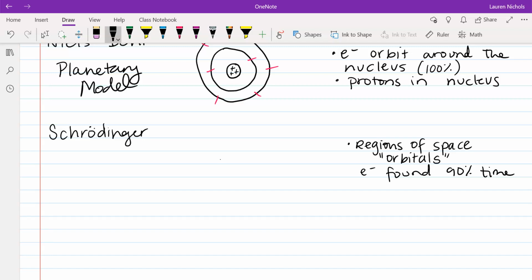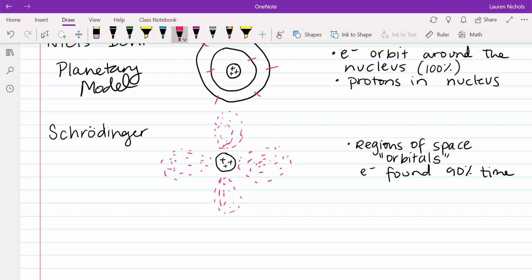And so with Schrodinger's model, you still have protons in the center, and then these orbitals, these regions of space, kind of make these little shapes. One of them looks almost like a figure eight around it, and the reason I'm drawing dots is because it could literally be found anywhere in that region. It doesn't follow a particular path. And so he said some were shaped like a circle around it, so a sphere. Some of them had that dumbbell shape.